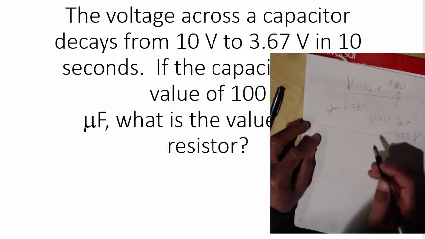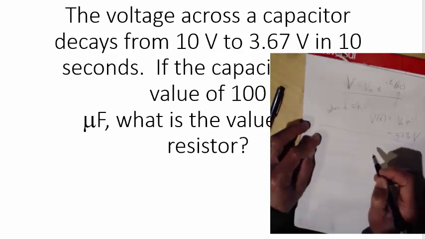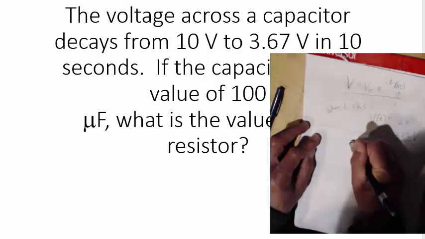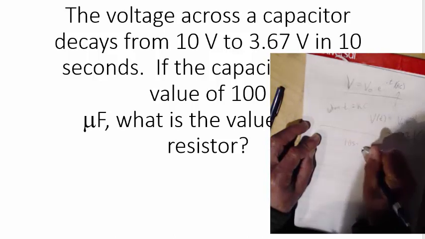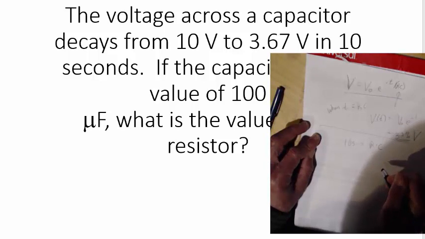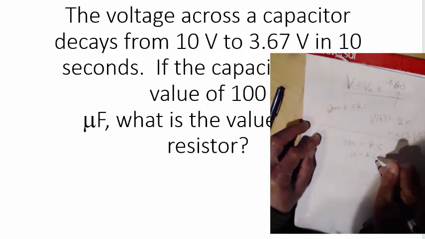You can say, oh, okay, when I drop from 10 volts to 3.67 volts, that's a 37% drop. So that means that 10 seconds, which is the time at which that took, that's equal to R times C. And so I'll say 10 equals R times C.